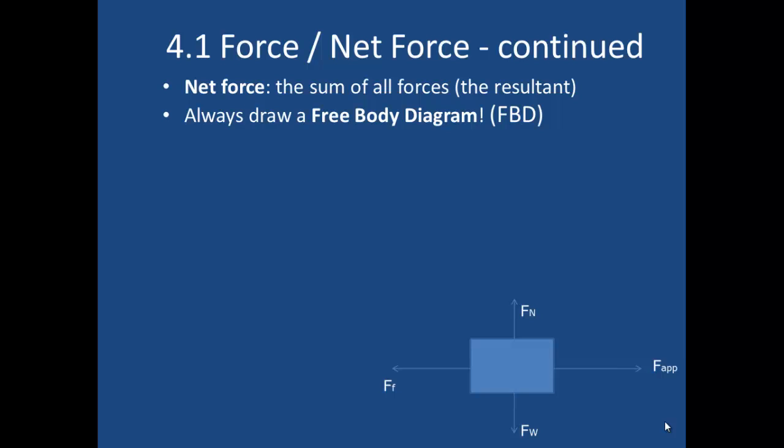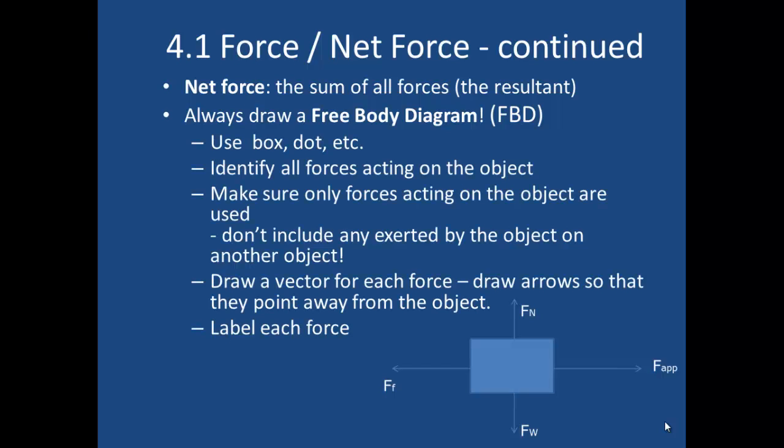The way that we can draw diagrams to represent net force is by doing what's called a free body diagram. These diagrams are exactly the same as any other vector diagram that we've shown, but now in the middle we will show a box or a dot. That box or dot is simply to represent the object itself.